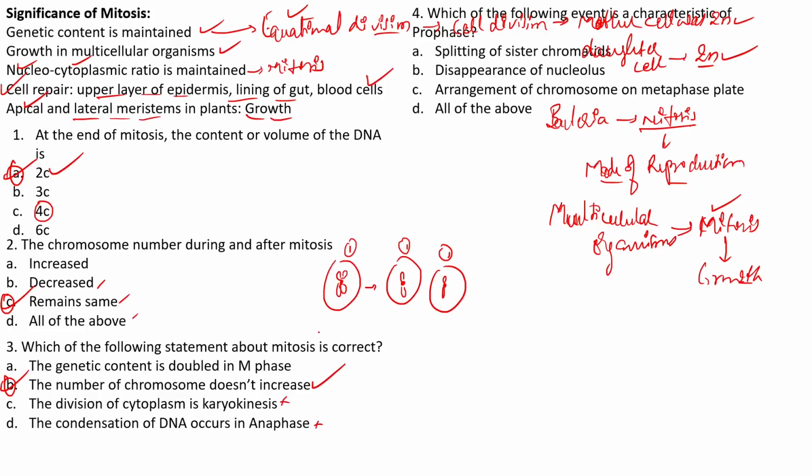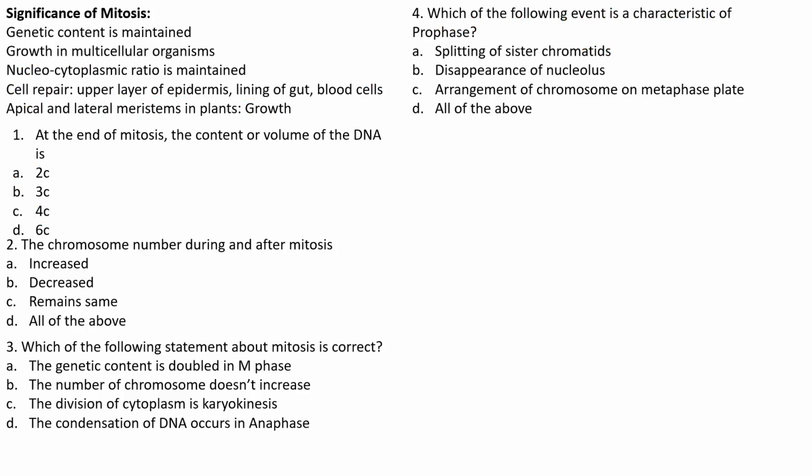The next question: which of the following events is a characteristic of prophase? Splitting of sister chromatids, disappearance of the nucleolus, arrangement of chromosomes at the metaphase plate, or all of the above. Splitting of sister chromatids occurs in the anaphase, but the disappearance of the nucleolus is a characteristic of the prophase. So B is the right answer. And arrangement of the chromosomes at the metaphase plate occurs in the metaphase stage, not in the prophase.